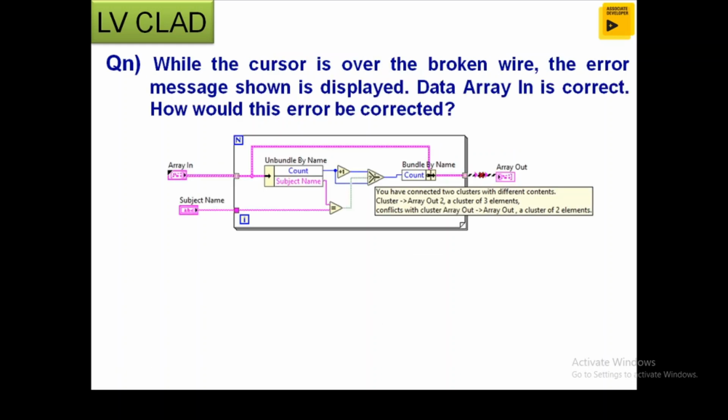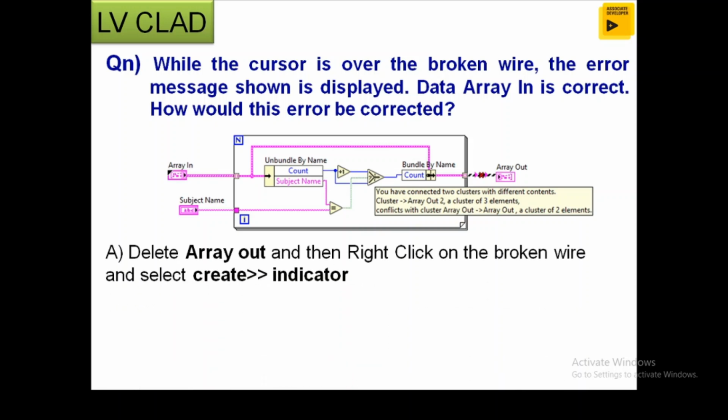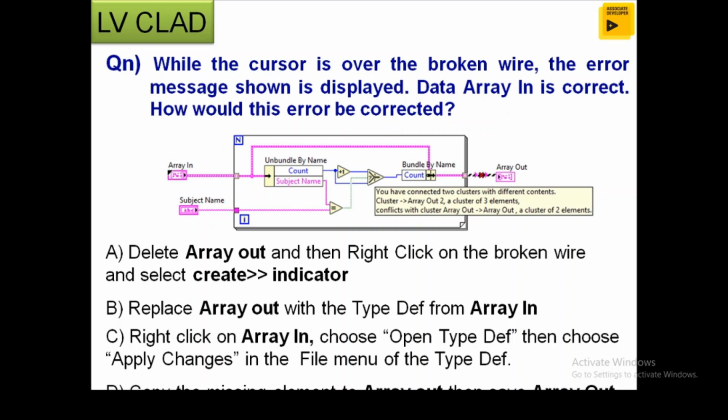Next one is here. This is the same question I have given in the cluster topic also. Here I just introduced that array with the type defined one. So it is showing some errors. So how to prevent this type of broken wire error? Okay, these are the options we have, right? So the best solution is that there are 2 possible solutions.